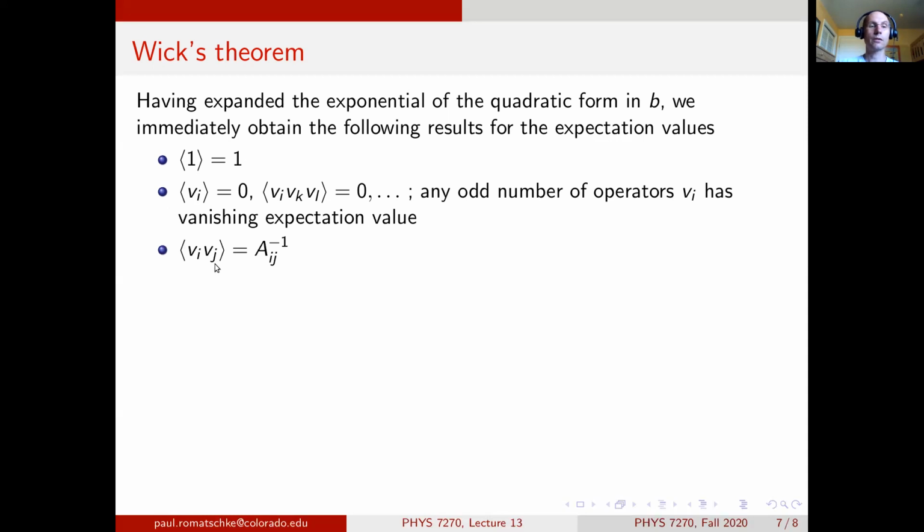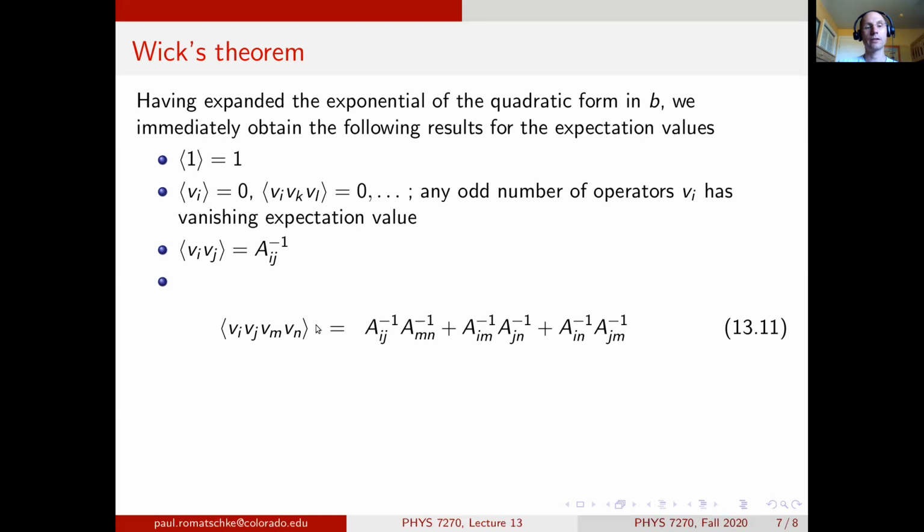The expectation value of the 2-point function is just the inverse of this matrix A. And if we have 4 of these fields in here, then we get all possible combinations. So we get (A^-1)ij (A^-1)mn, (A^-1)im (A^-1)jn, (A^-1)in (A^-1)jm.